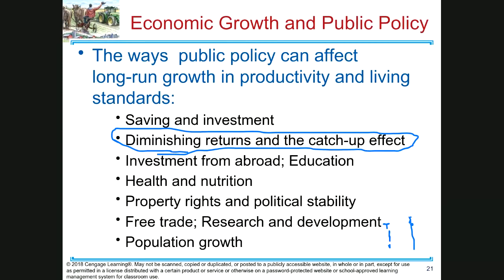Okay. This kind of applies here in economic growth the same way. You start poor, you can jump faster. That's why the Chinese have a much higher growth rate than the US, right? Okay. Then investment abroad is good, education is good.